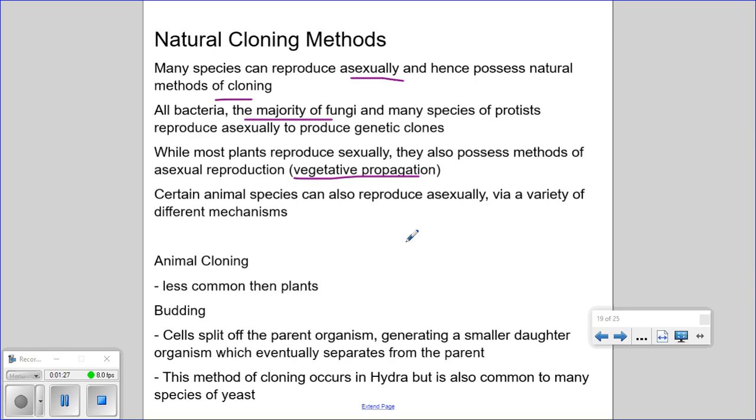Komodo dragons are one example of a species that can reproduce asexually if the female is isolated from the rest of the population. With animal cloning, it is a lot less common than plants. A common technique for cloning is called budding. This is where cells split off from the parent organism, generating a smaller daughter organism, which eventually will be separate from the parent. This method of cloning occurs in Hydra, but is also common to many species of yeast.